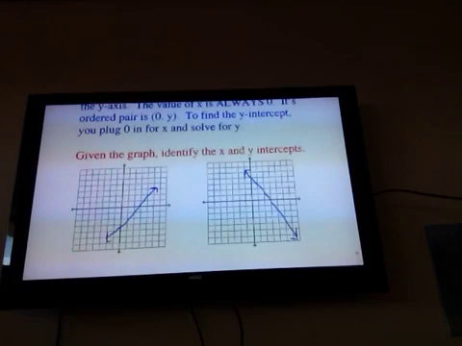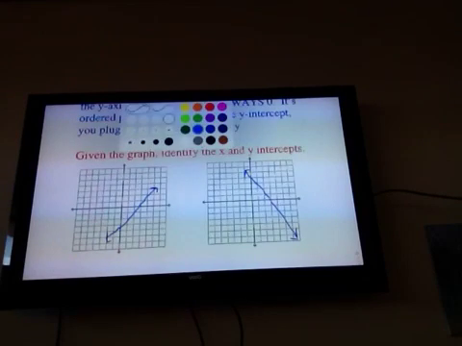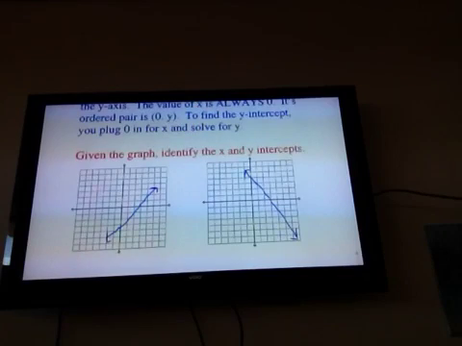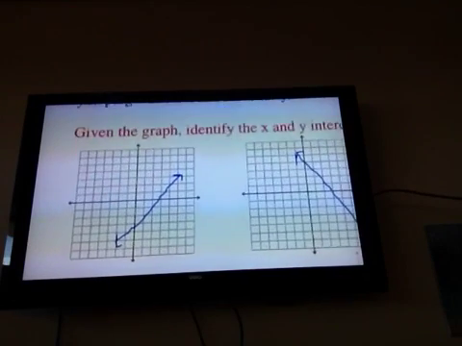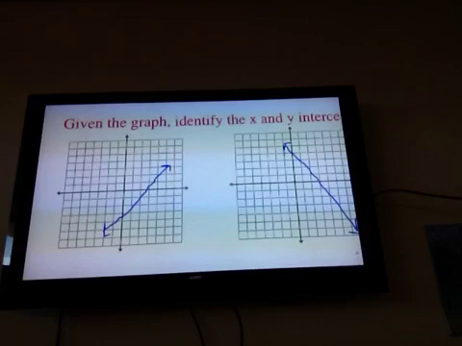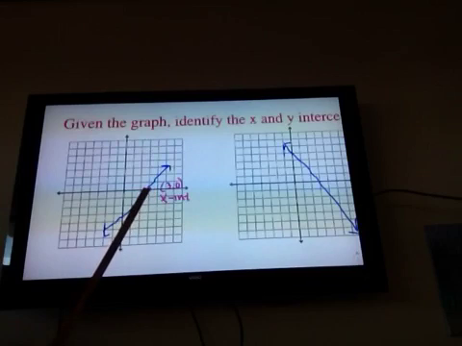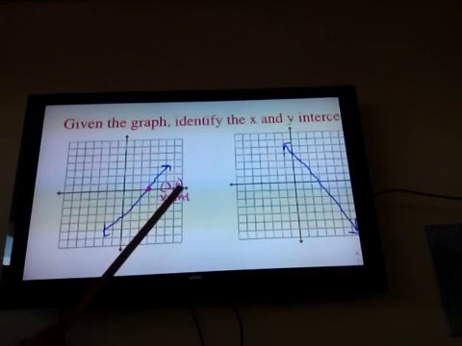Excuse my very crooked-looking lines here. Okay? So given these two graphs, I want to identify the x- and y-intercepts. So again, the x-intercept, it's where it's crossing the x-axis. So this one on the left, I didn't do a very good job. It was kind of hard to do. We'll just say it's right there. Okay? It's at 3, 0. That is the x-intercept, where the graph is crossing the x-axis. And you'll notice that the y is 0.